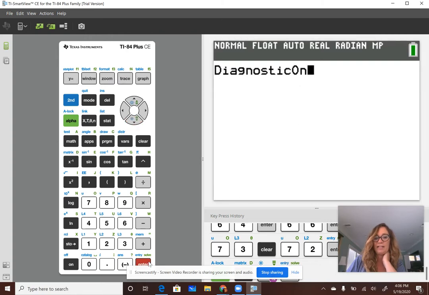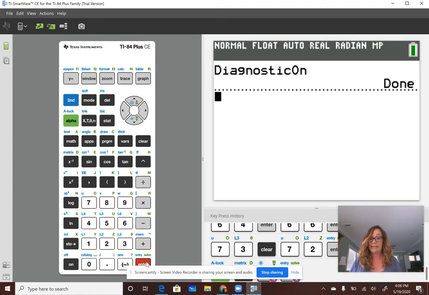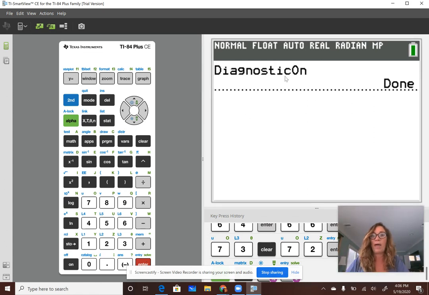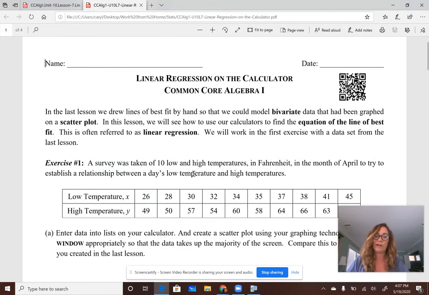And then you just hit enter and it brings diagnostics onto the screen, and you hit enter again and it says done, which means it did it. When it says it's done, it's actually done it. Okay, so the diagnostics are on, which is great. And now I'm going to do my linear regression.